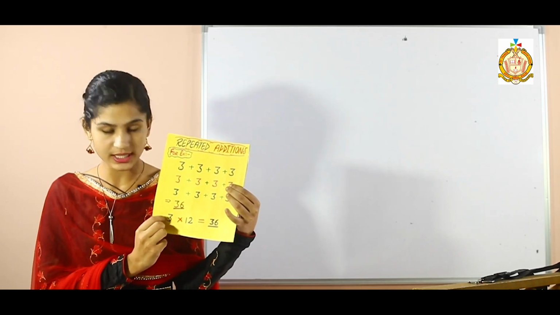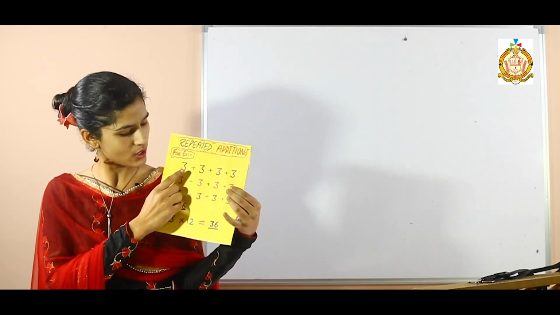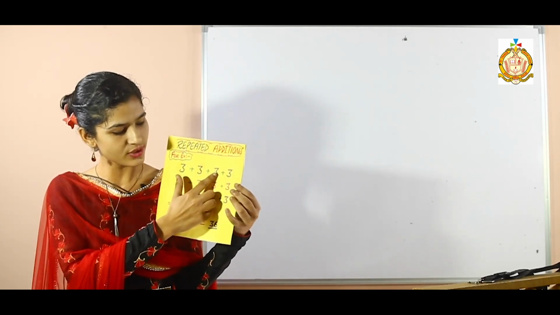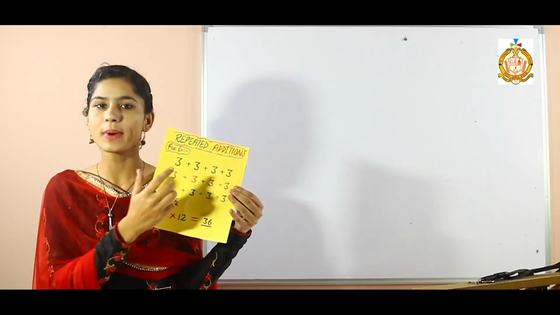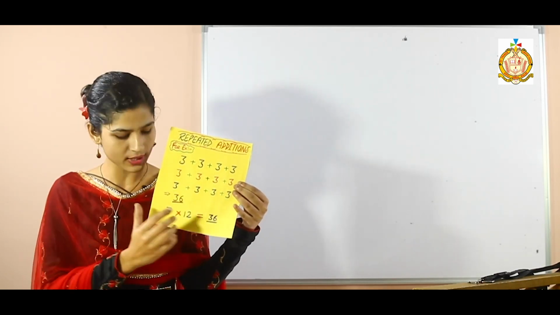So, which number is going to repeat here? 3 is going to repeat, so write 3 here once. How many times is it going to repeat? Let's count. Count with me. 1, 2, 3, 4, 5, 6, 7, 8, 9, 10, 11, 12. How many times is 3 going to repeat? 12. So, multiply 3 by 12.